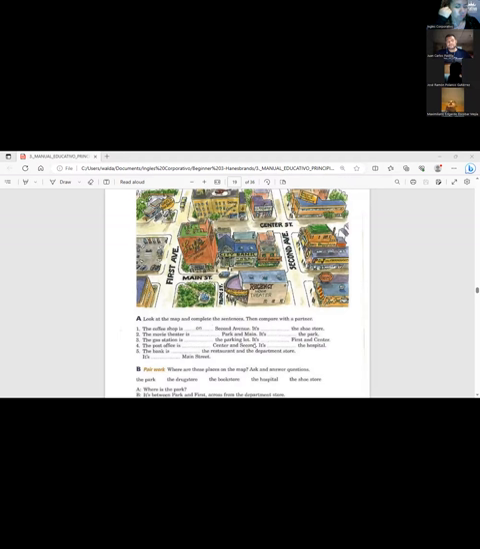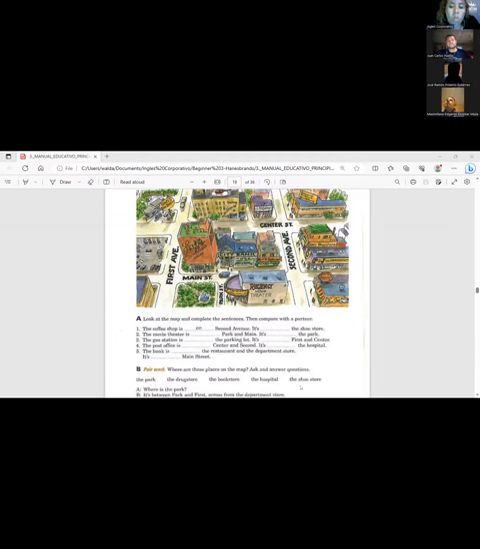The hospital is on the corner of First Avenue and Center Street. Good. Next to the post office and across from the gas station. Perfect. So the hospital is right here, right? So it's on the corner of Center and First Avenue. It's next to the post office and across from the gas station. Excellent.